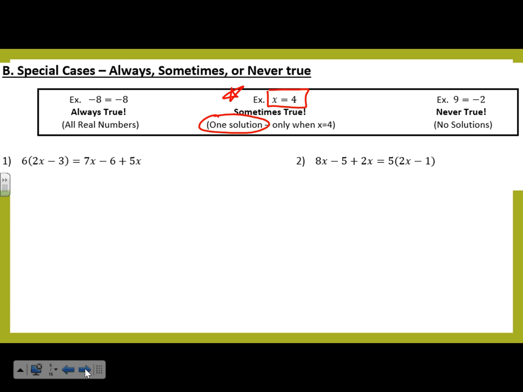Now, always true and never true happens when the variable totally cancels itself out. So let's go ahead and do this one quick, and then I'll explain. Do this just like we've been doing. 12x minus 18 is equal to 7. Oh, I put those together. 12x. Might as well combine these.